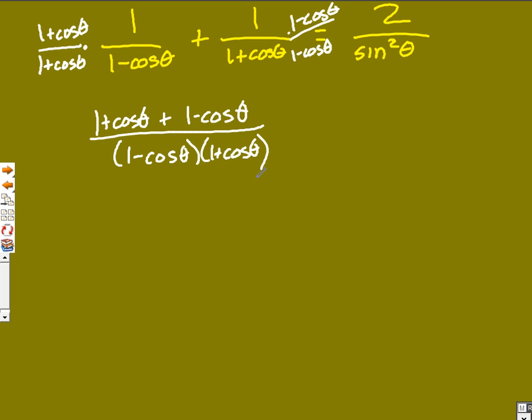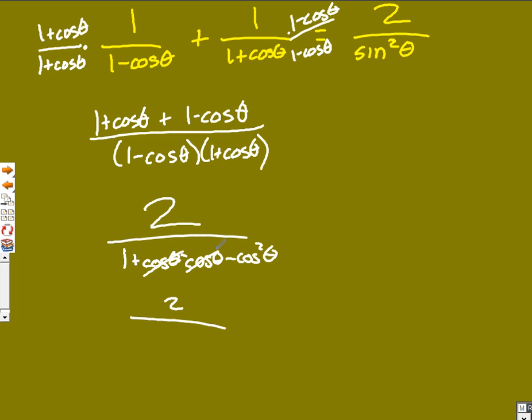On the top, the cosines are going to cancel out. I'll just be left with 2. Well, that's good. That's what I wanted. On the bottom, if I FOIL this out, 1 plus cosine minus cosine, and then minus cosine squared. Show every step, the cosines will cancel out. You get 1 plus, actually not plus, you'll get minus cosine squared theta.